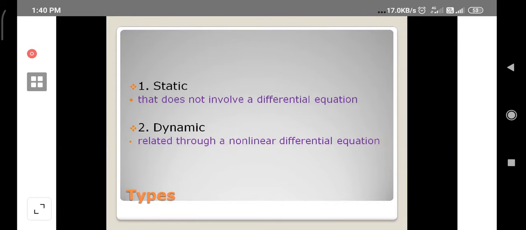In the static case, there is no need of a differential equation, and the system can't be modeled through a nonlinear differential equation. Whereas in the dynamic case, it is just the reverse: a nonlinear differential equation is a must, or it is important, for the modeling of a dynamic system.